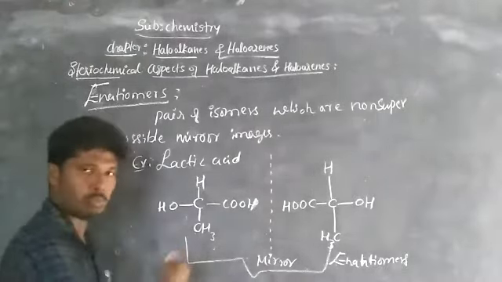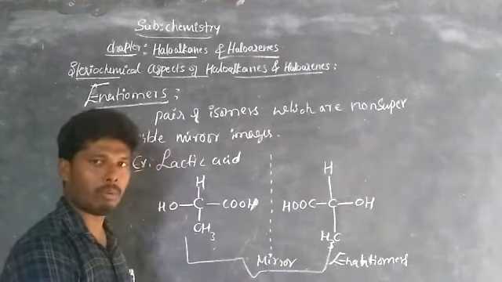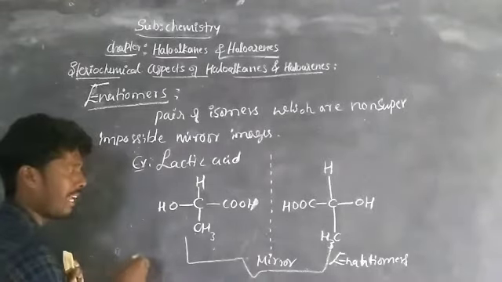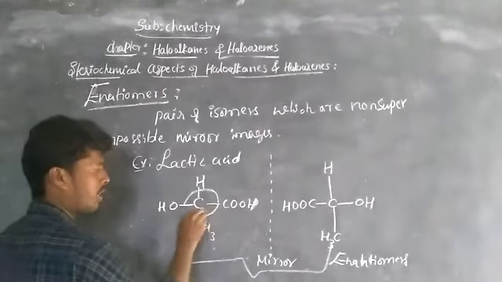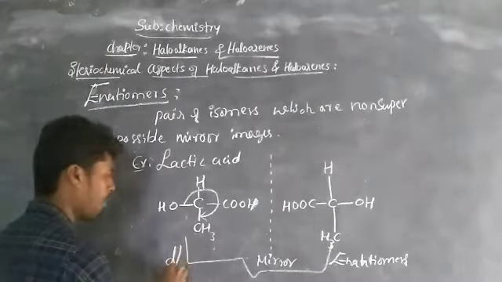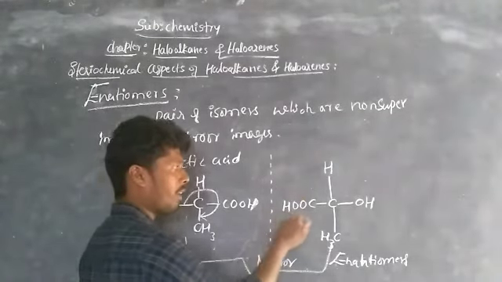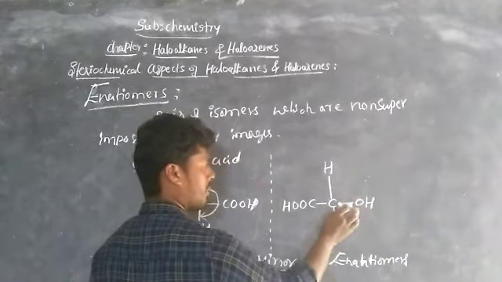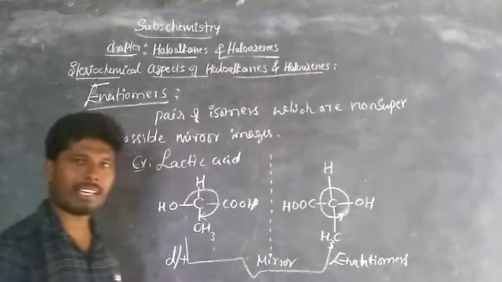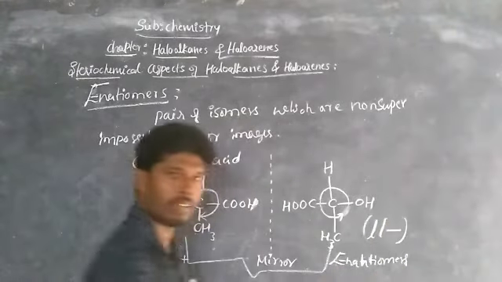Now, of these two, one rotates clockwise, hence we call it D, and the other rotates anti-clockwise, we call it levo. So observe, by passing plane polarized light, it rotates like that. Clockwise rotation is called the dextro isomer, indicated by D or plus. If the compound rotates anti-clockwise, like this, we call it the L or minus isomer.